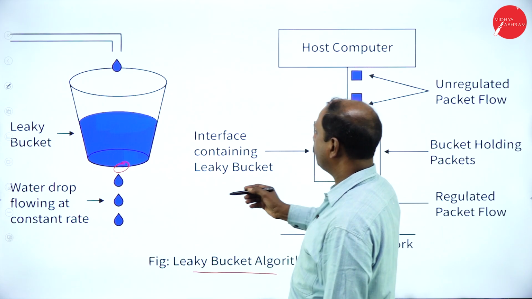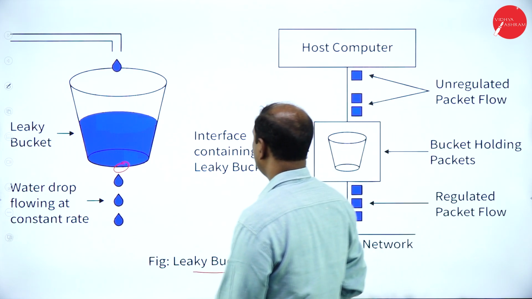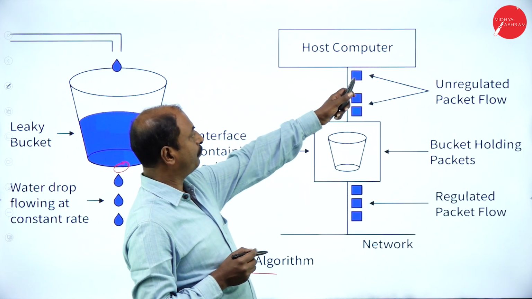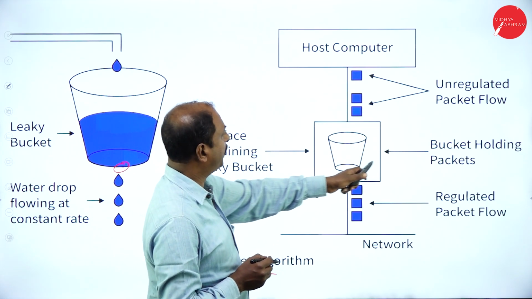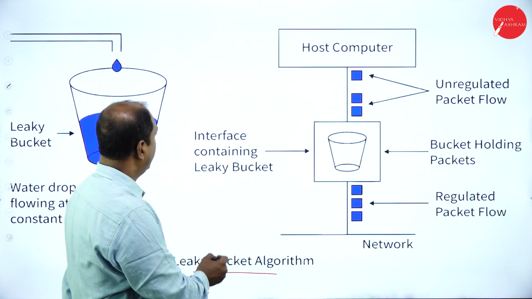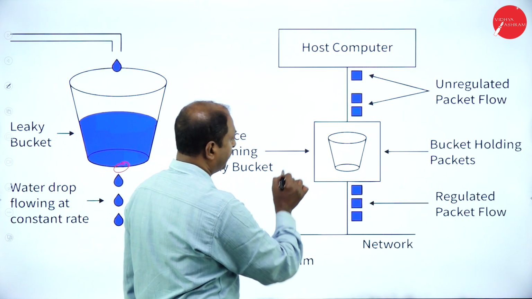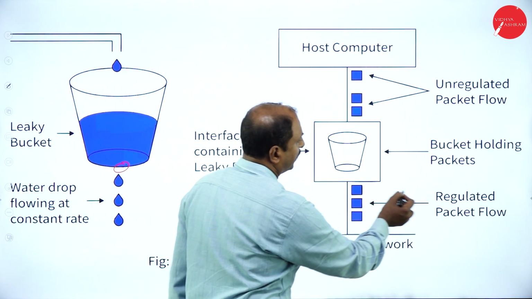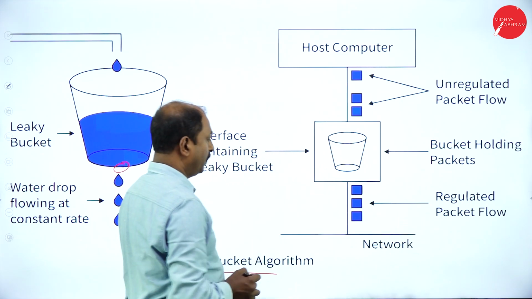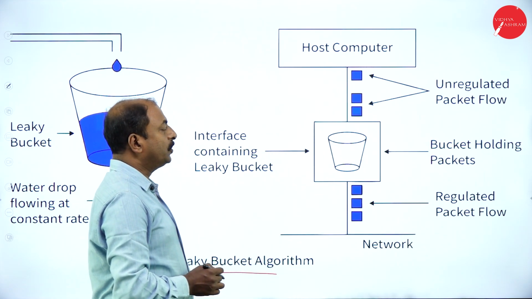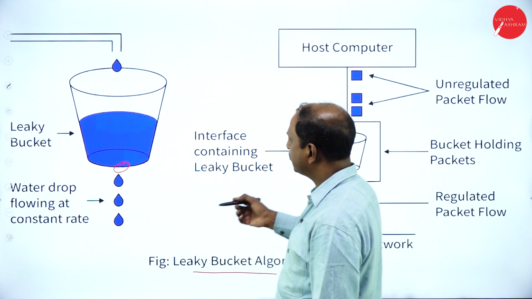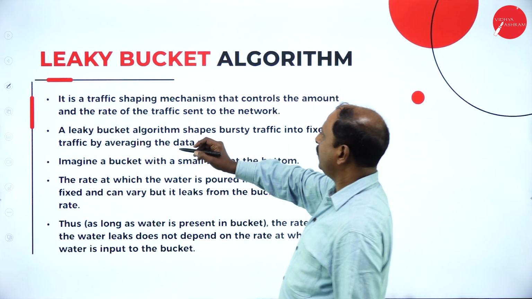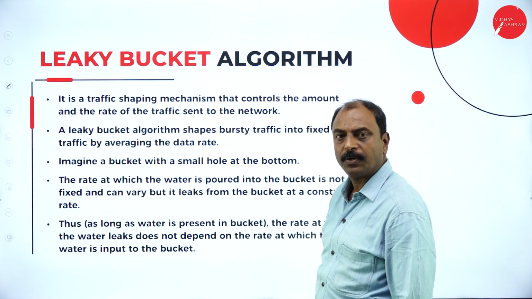If you look at this diagram, here is the host computer, this is the unregulated packet flow, and this is the bucket holding the data packets, and this interface contains the leaky bucket, and these are the regulated packet flow, and this is a computer network. So this is the concept of a leaky bucket algorithm. Now let us discuss this in detail. Now let us see the definition of the leaky bucket algorithm.